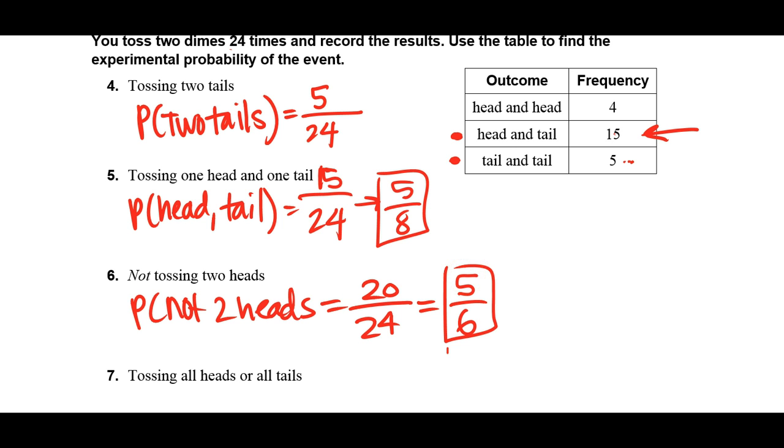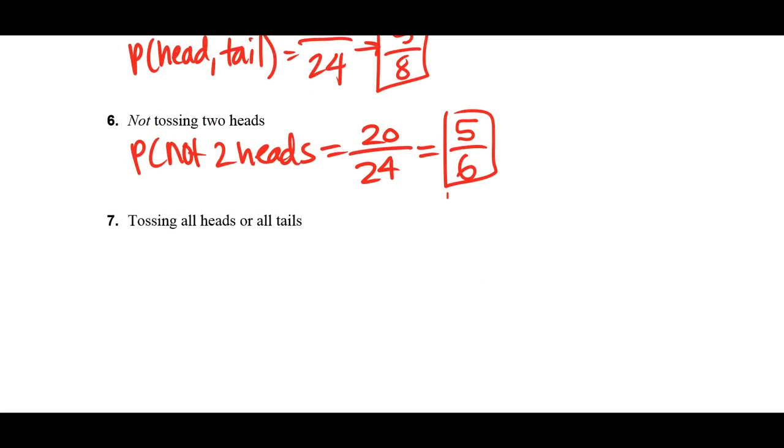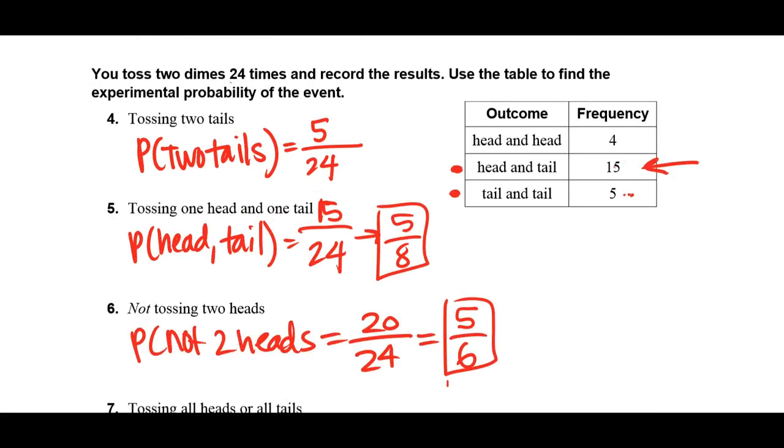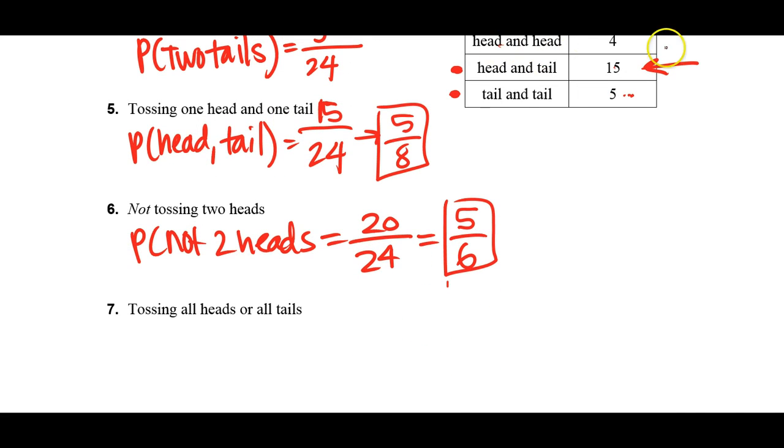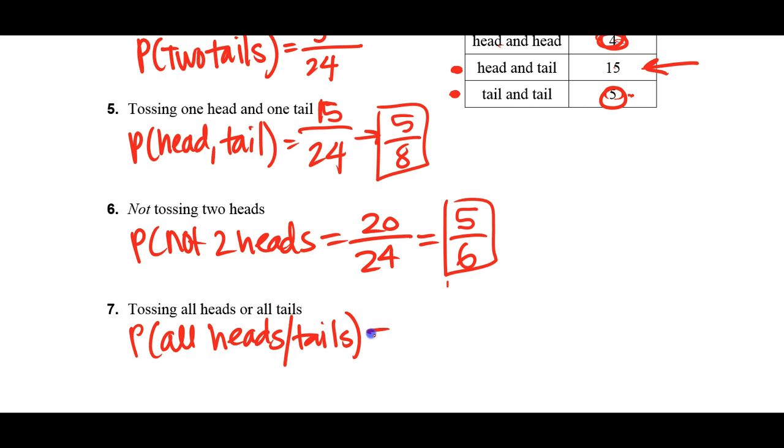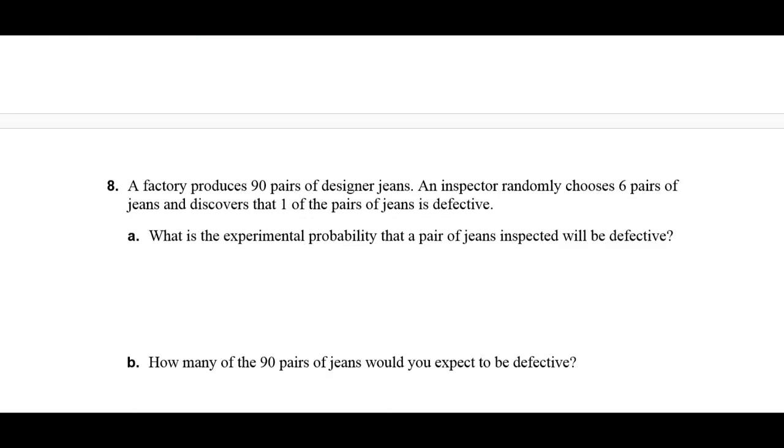So this simplifies to 5/6. And the last one, tossing all heads or all tails. My chart went away. So all heads is 4, all tails is 5. Together that makes 9. So P all heads or tails: 5 plus 4 is 9 out of 24, and that simplifies to 3/8. And that was experimental probability.